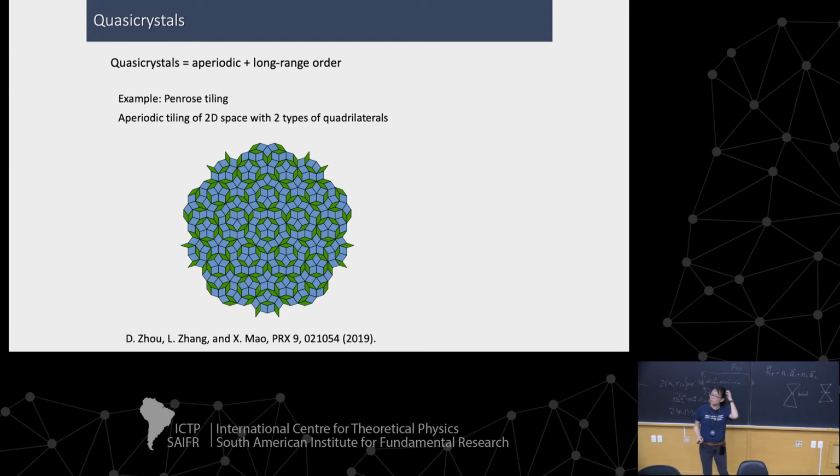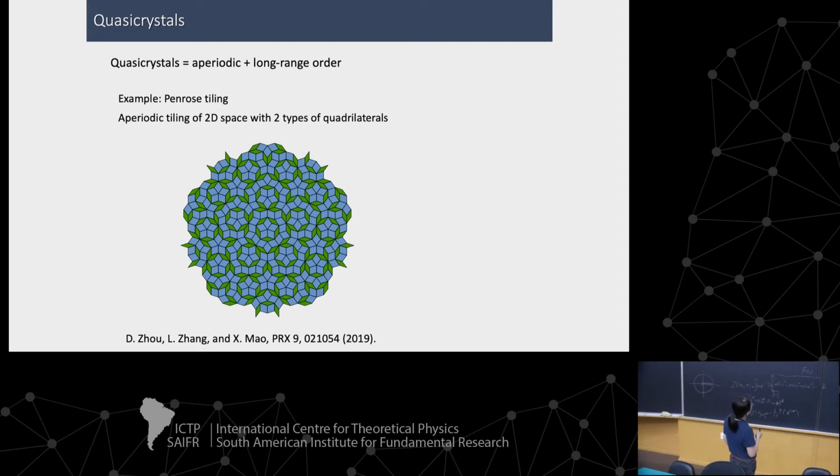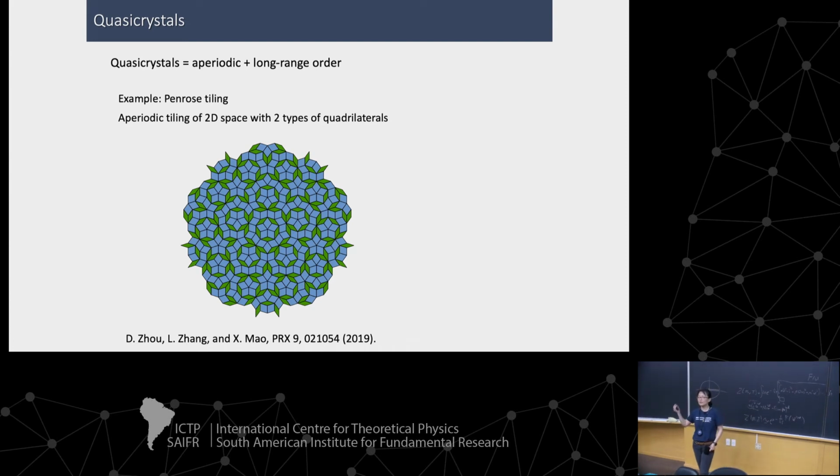We know that quasicrystals are systems which are not periodic, but still have long-range order. Here is one example of a quasicrystal where you tile the plane with two types of parallelograms. There is actually a theorem you can show that with these parallelograms, you can tile the whole plane, but there is no way to tile it periodically. The only way you can do it is aperiodically. And this lattice actually has long-range order.